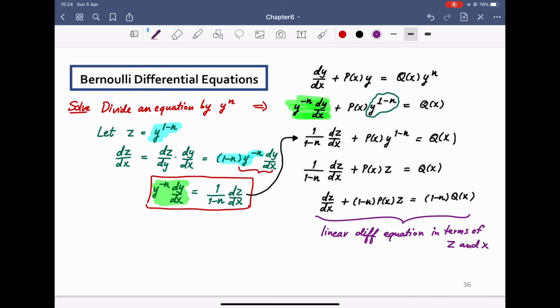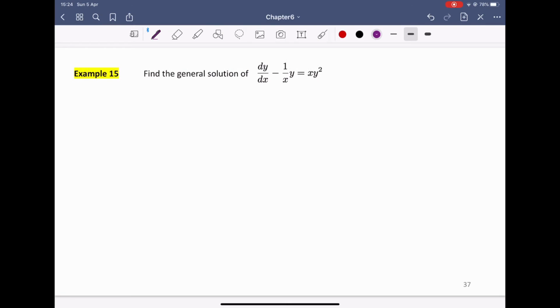Well, let's learn how to do this by examples. So example 15, find the general solution of dy by dx minus 1 over x times y equal to x times y squared. So you can see first that this is close to a linear differential equation. The thing that makes it harder is going to be on the right hand side, because you don't have just a function of x, you have x times y squared.